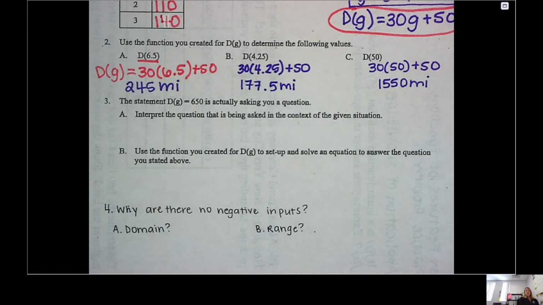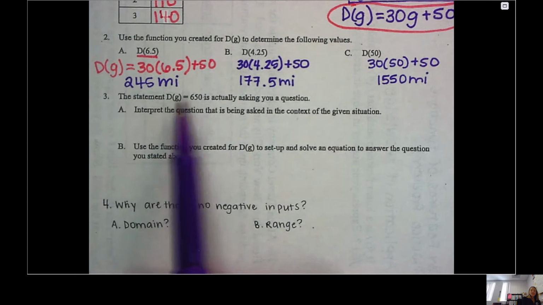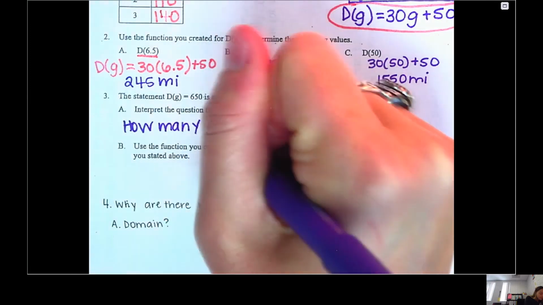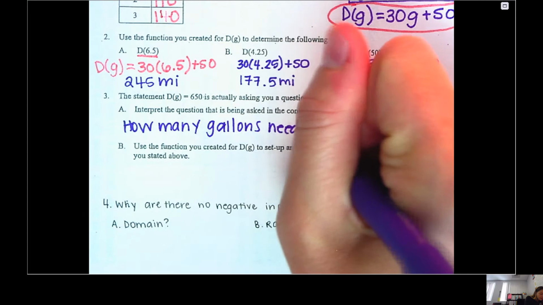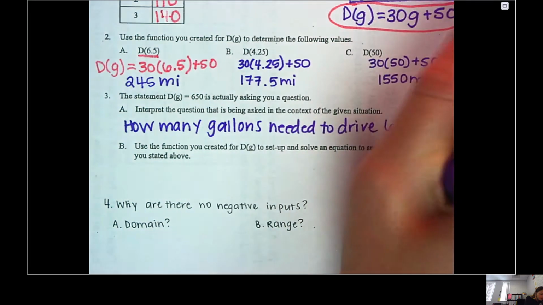The statement D of G equals 650 is actually asking you a question. What is the question that's being asked in the context of the given situation? D of G equals 650. What is that saying? What does that mean? Exactly, Carly. How many gallons do you need? How many G's do you need to get to 650 miles? Good. How many gallons needed to drive 650 miles?